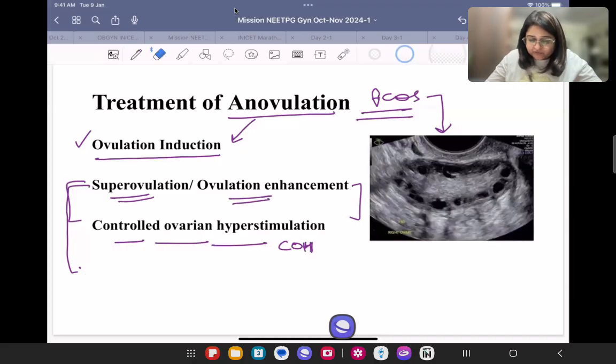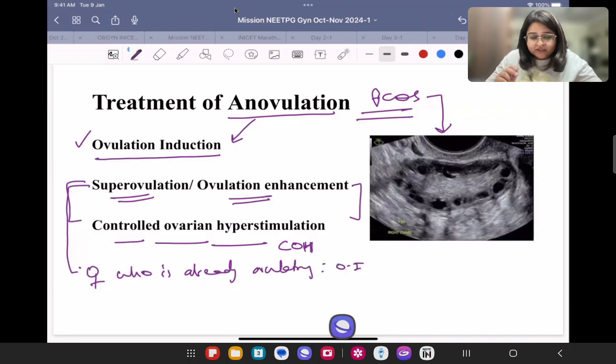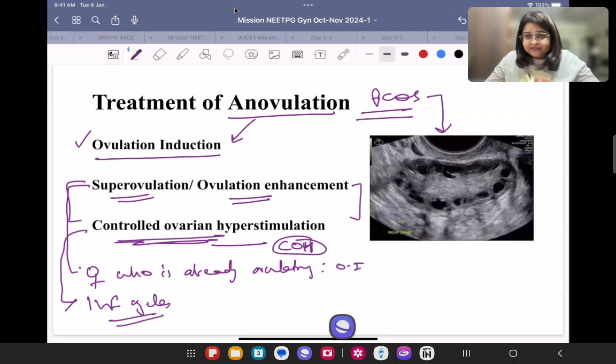So if you're doing ovulation induction in a woman who is already ovulatory, it is called super ovulation. And if you are doing ovarian hyperstimulation, this word COH refers to IVF cycles. जिसमें हम क्या करते हैं? IVF cycle में क्या करते हैं? Basically in IVF what we are doing is we are causing controlled ovarian hyperstimulation. That means we are inducing the ovaries to produce a large number of follicles, बहुत सारे follicles.